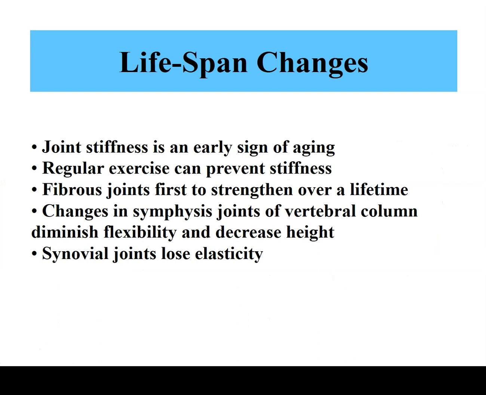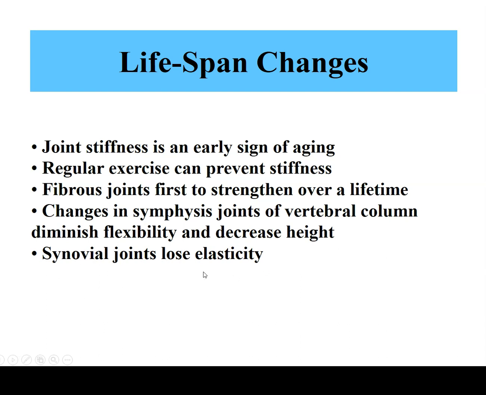Lifespan changes: joint stiffness at an early age is a sign of aging. Regular exercise can prevent the stiffness. Fibrous joints are first to strengthen over a lifetime. Changes in the symphysis pubis and the vertebral column diminish flexibility and decrease height. So basically, you're going to lose or flatten out those fibrocartilage pads between those vertebrae, which causes decreased height. And as a person ages, those vertebrae get closer together, so you have other problems that stem from those vertebrae being too close together, especially if they touch each other.